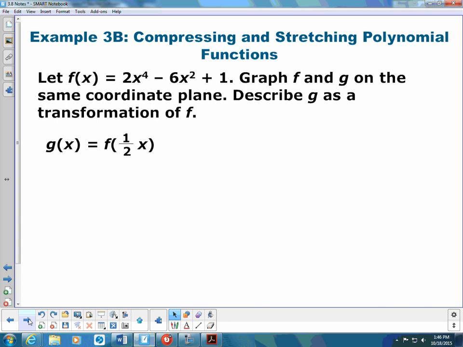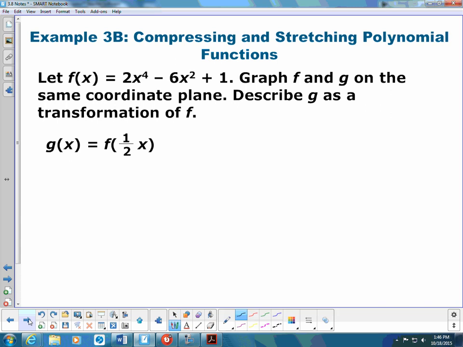Okay, let's take a look at this example. Again, we are compressing and stretching polynomial functions. This time we have f of x equaling 2x to the fourth minus 6x squared plus 1. And we're going to graph f and g on the same coordinate plane. Well, we're going to use our graphing calculator to do that. And we're going to describe g as a transformation of f.